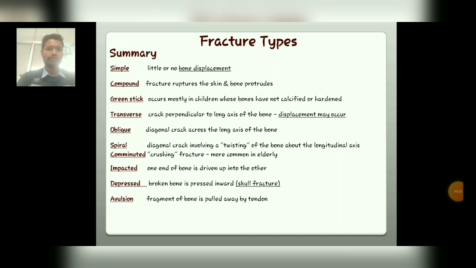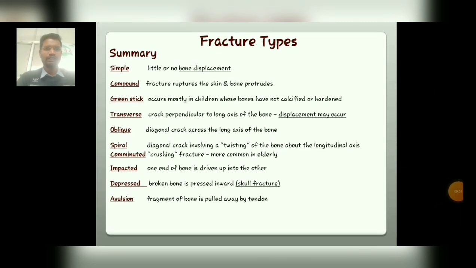So here comes the summary of different types of fractures. Starting from first, that is simple, in which there is little or no bone displacement. Then second is compound fracture, where the fracture ruptures the skin and bone protrudes. Then third is greenstick fracture. It occurs mostly in children whose bones have not been calcified or hardened. Then fourth is transverse fracture, and this cracks perpendicular to the long axis of the bone, which may cause displacement.